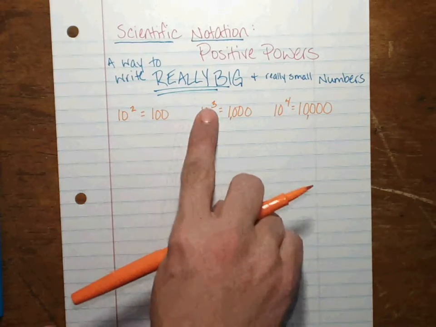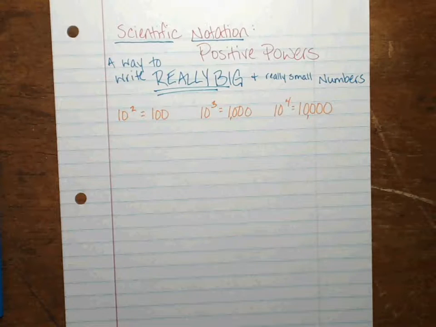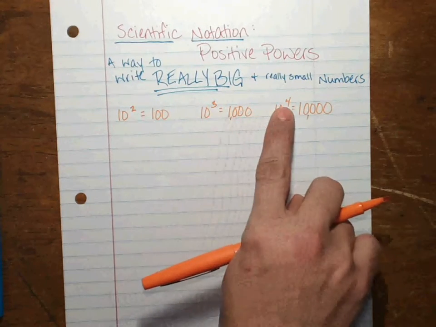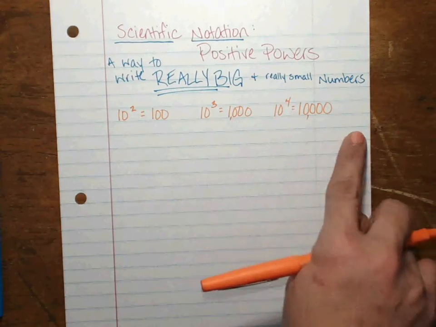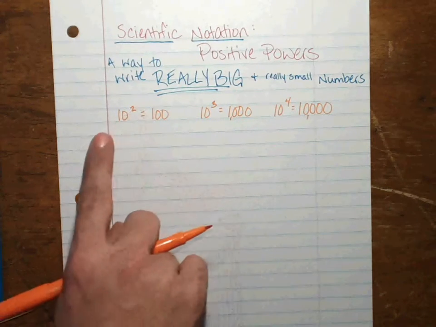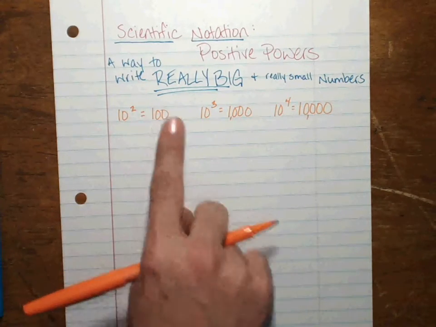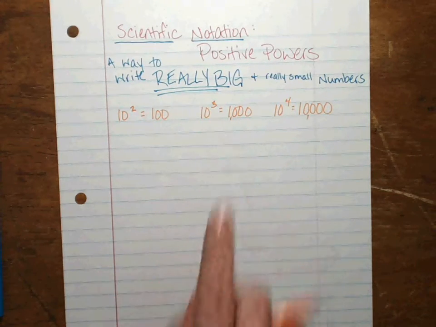So with these powers of 10, you're extending the number to make it a bigger, bigger number. These are positive exponents, positive powers of 10. When something is being multiplied by 10 to the second, it's multiplied by 100. When it's multiplied by 10 to the third, it's times 1,000. Okay?